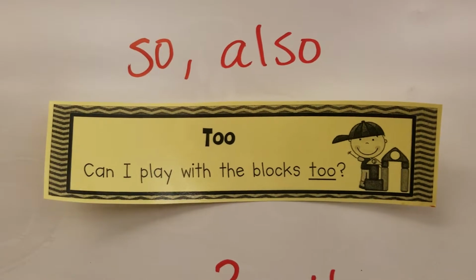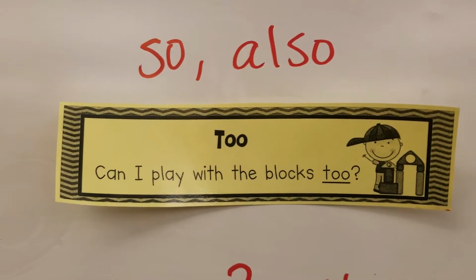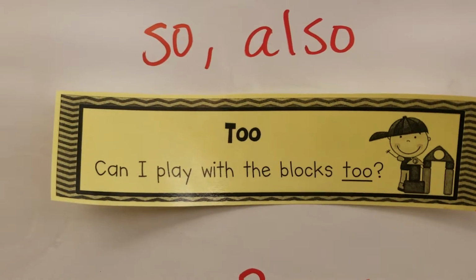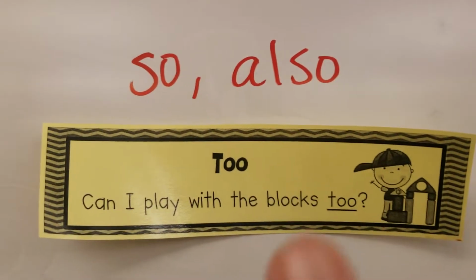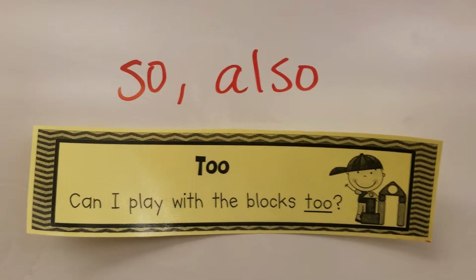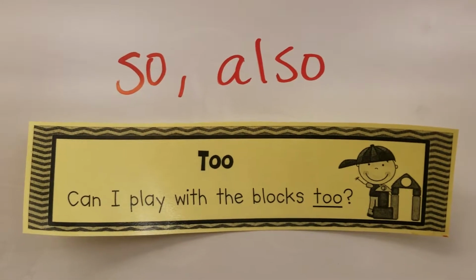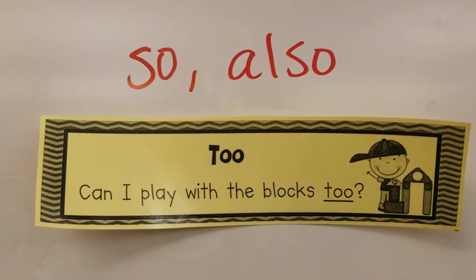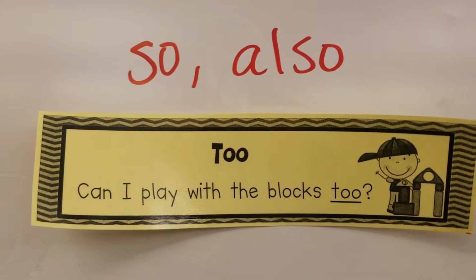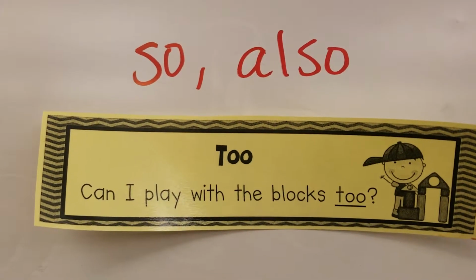So when you are using that, underline it in your sentence, just like it's underlined here, and then try so or also. If one of those works in the sentence, then you know you spelled it right. Can I play with the blocks so? That doesn't make sense. Can I play with the blocks also? That makes sense, so you can use T-O-O.